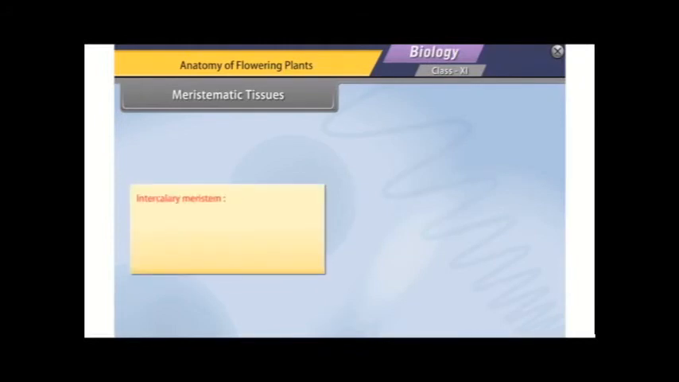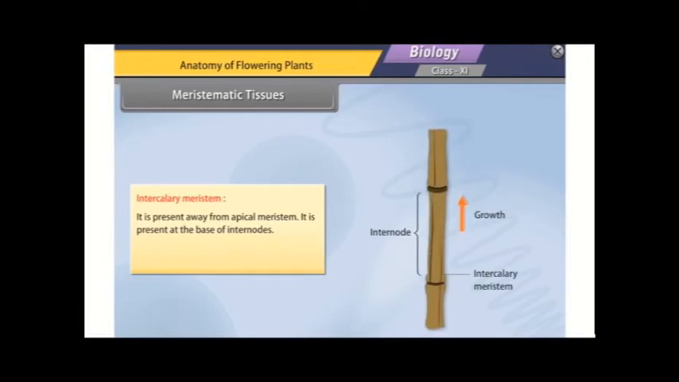Meristematic tissues. Intercalary meristem. It is present away from the apical meristem. It is present at the base of internodes, for example, in grasses and wheat, or at the base of the leaf.